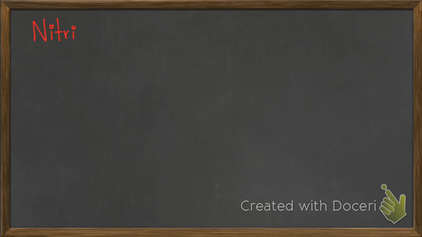Hello, in this video I will talk about nitriles. Nitriles are compounds that have a nitrogen atom with a triple bond attached to a carbon atom. This group can be named in three different ways.